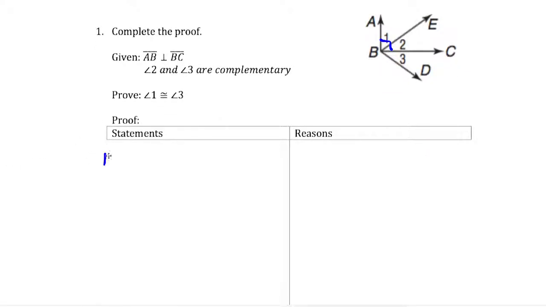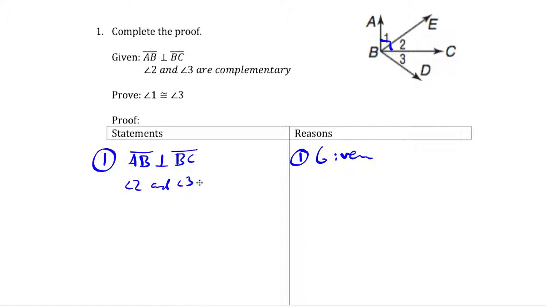Well, what we can do is start with the givens. So I'm actually going to write both of these out first. So AB perpendicular to BC, and angles 2 and 3 are complementary, and that's all given. So if 2 and 3 are complementary, that means that angle 2 plus angle 3 is equal to 90. And that's just the definition of complementary angles.